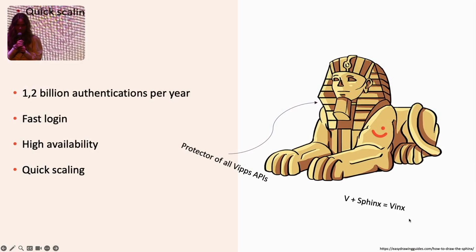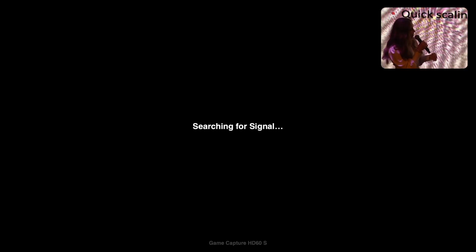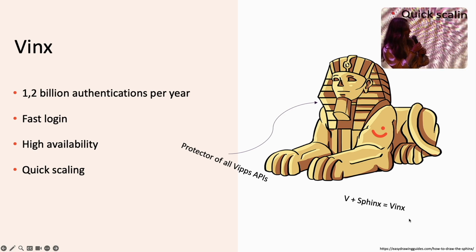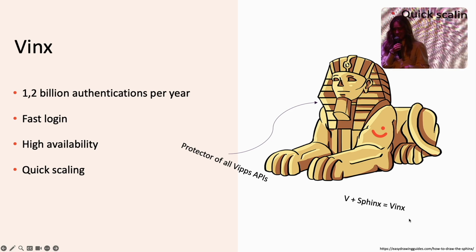And for us, the answer to these questions was our login system, Vinx. The name Vinx comes from combining the word Sphinx with a V for Vipps. This is because in Egyptian mythology, the Sphinx is the protector of the pyramids, just in the same way as our login system is the protector of all other Vipps APIs. So we thought the Sphinx would be a nice mascot to use for the system.